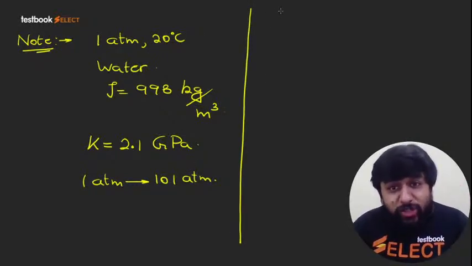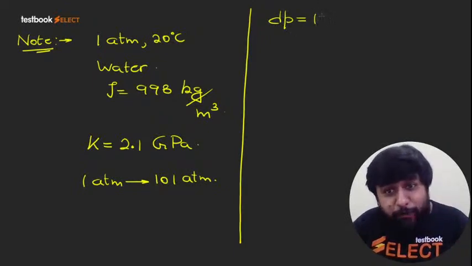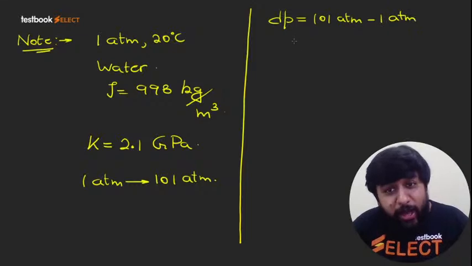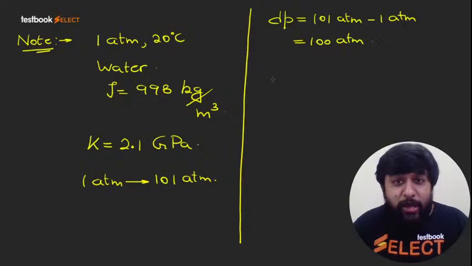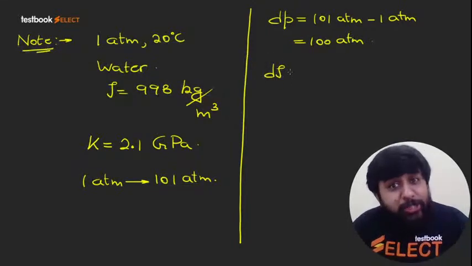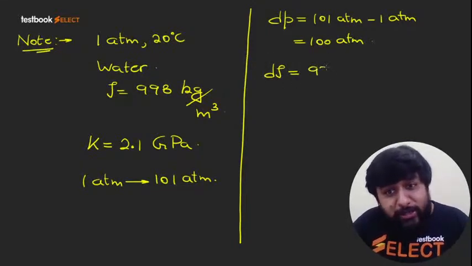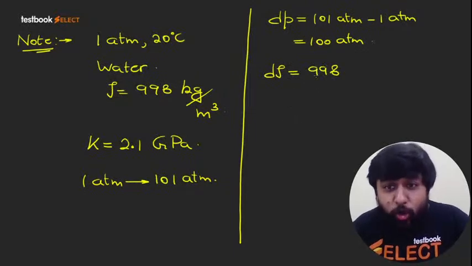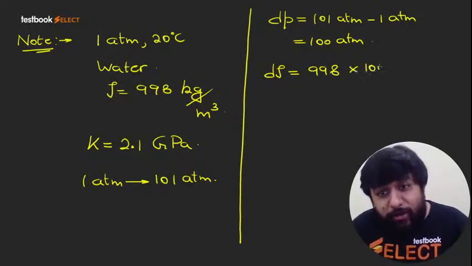When I say change in pressure, it is written as final pressure minus initial pressure. So 101 atmosphere minus 1 atmosphere becomes 100 atmosphere. This is the change in pressure. To find the change in density, it will be the initial density 998 kg per meter cube into change in pressure, which is 100 atmosphere, upon bulk modulus, which is 2.1 gigapascal, so 2.1 into 10 raised to power 9 pascal.